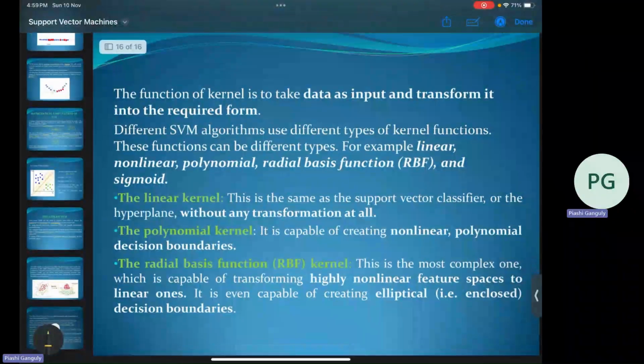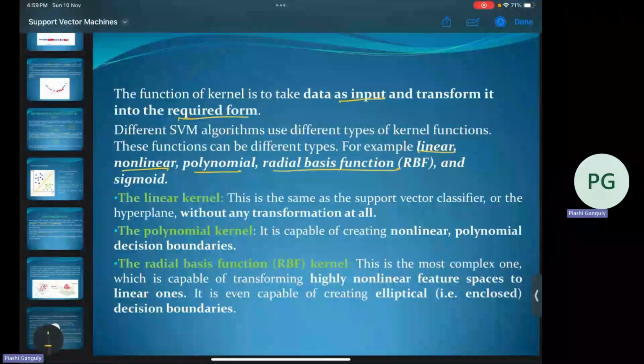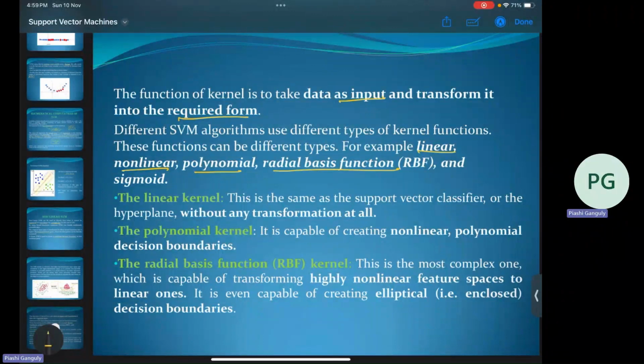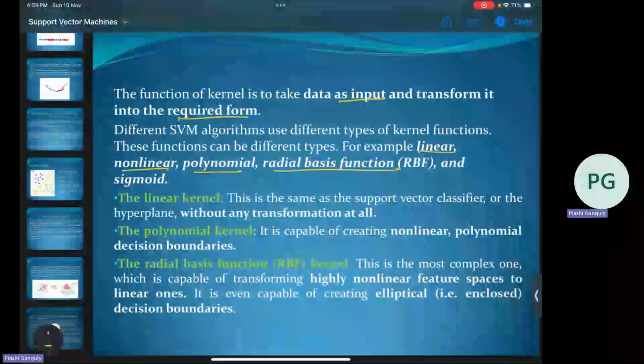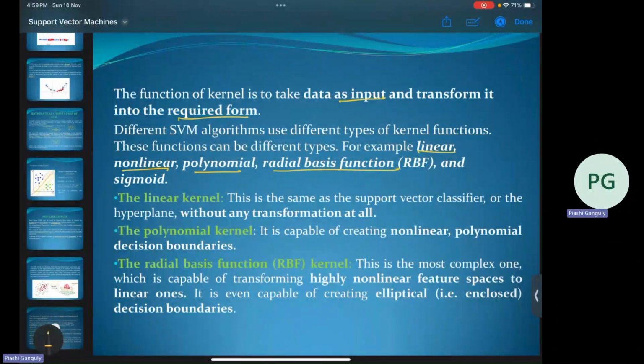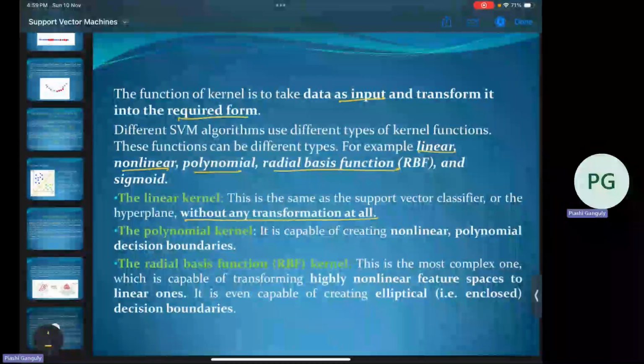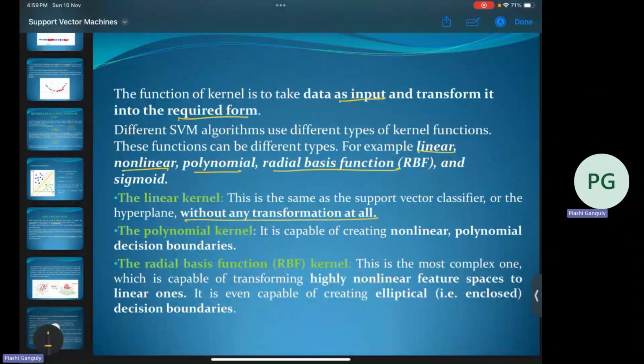Now, the function of a kernel is to take data as input and transform it into the required form. Different SVM algorithms use different types of kernel functions, and the most popular types are linear, polynomial, radial basis function, and sigmoid. The linear kernel is the same as a support vector classifier, or the hyperplane, without any transformation at all. It doesn't require any kind of transformation.